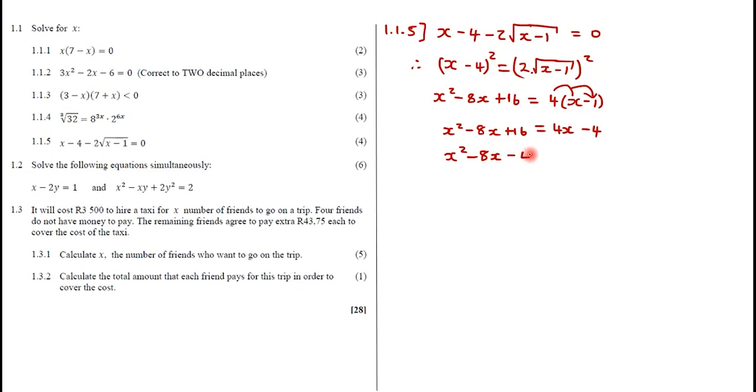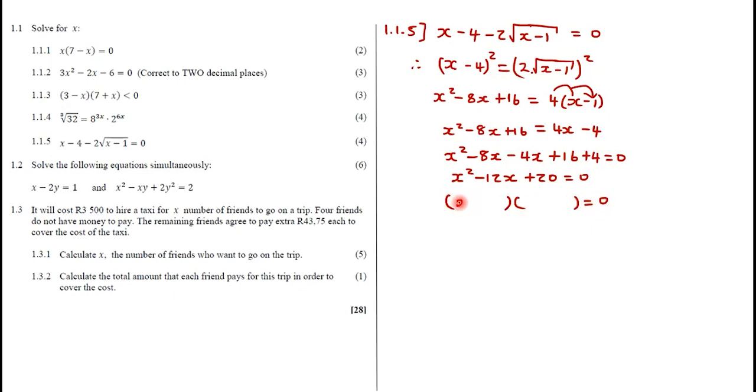And then I'll say minus 4x plus 16. Take the minus 4 across, plus 4. This will be equal to 0. And then this gives me x squared minus 12x plus 20 equals 0. So which means now I need to find the factors there.